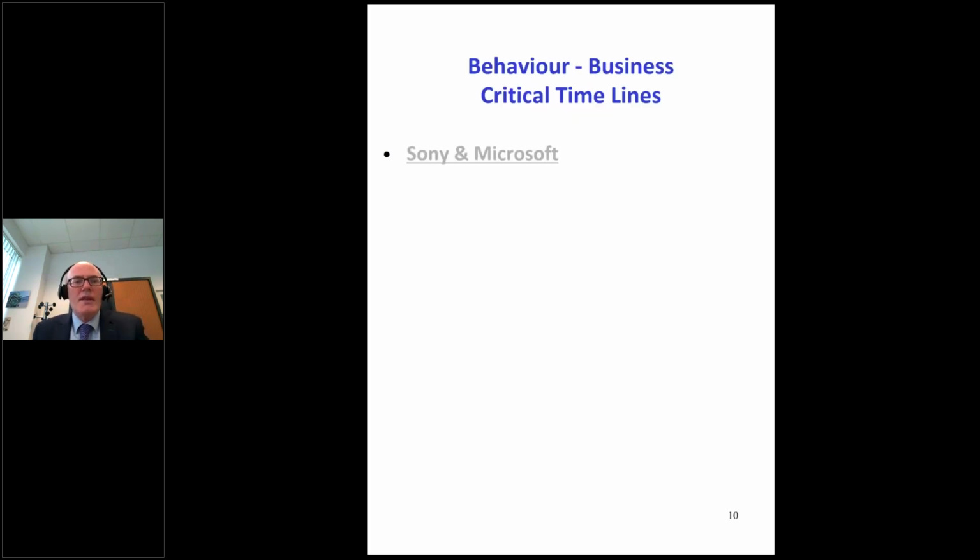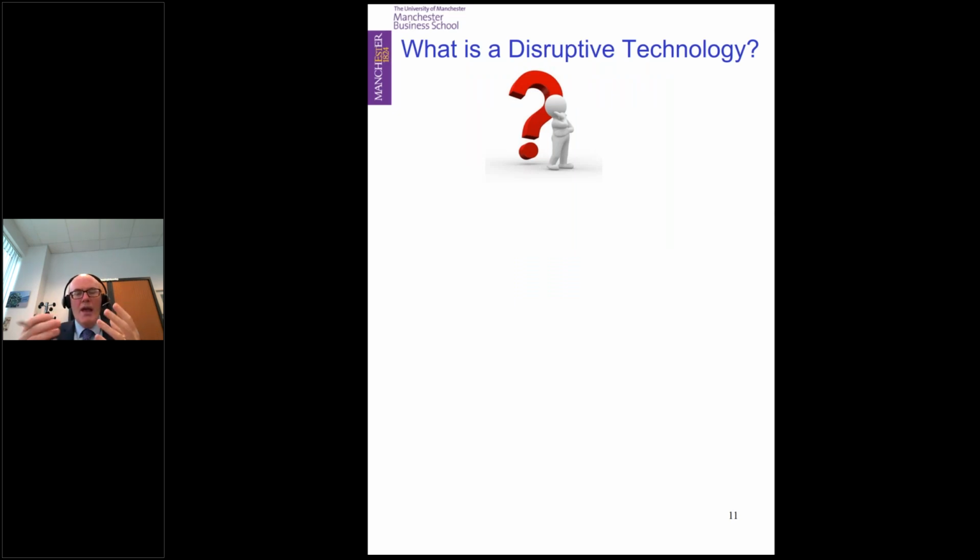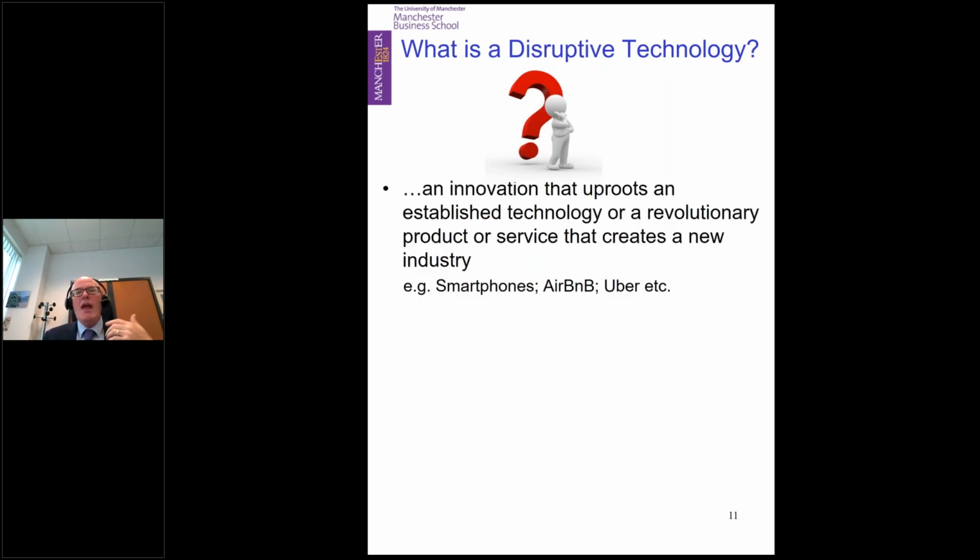Okay, so I just want to move on now to what is a disruptive technology. Well, a disruptive technology is an innovation that uproots an established technology, or it might be a revolutionary product or service that creates a new industry. Think of smartphones, and especially think of the Apple iPhone when it was launched in 2007. Remember, prior to that, there were smartphones. You had, for example, the BlackBerry, a phone that was used extensively in a business context, eventually to be replaced by the Apple smartphone.